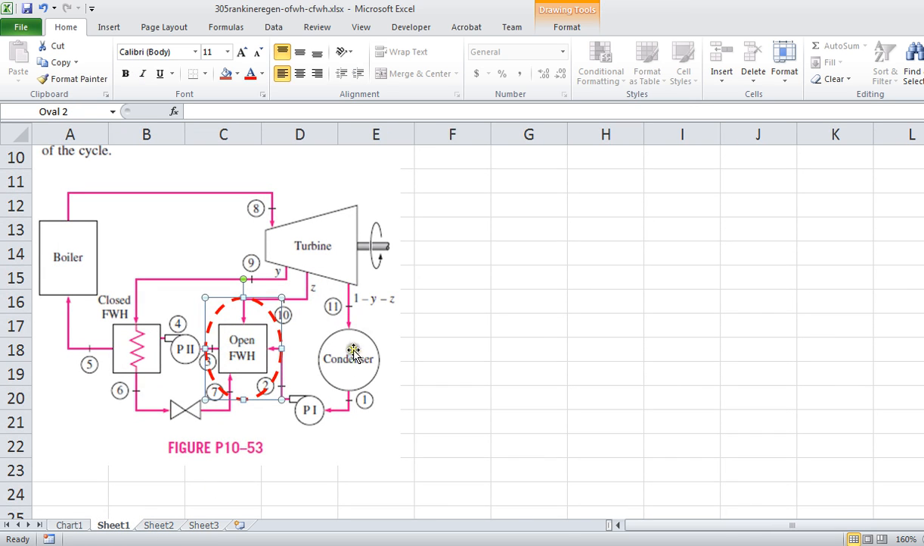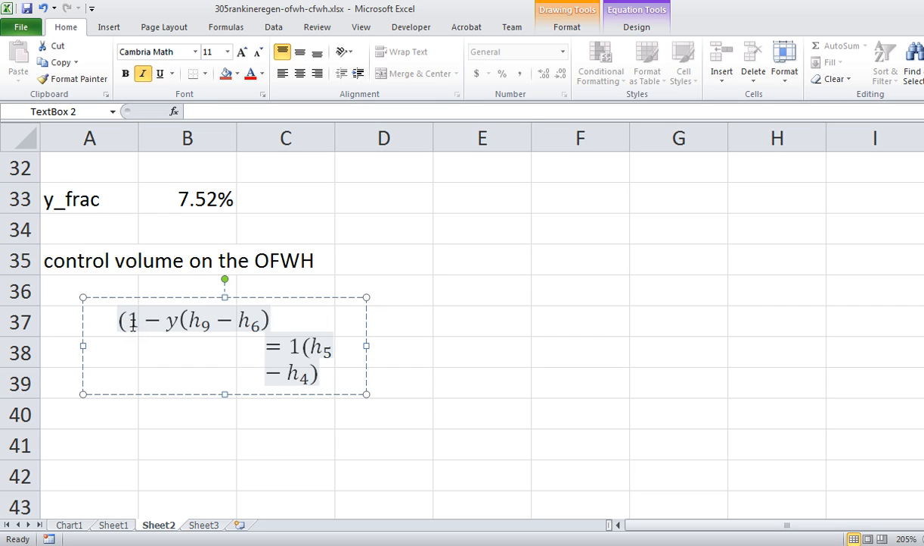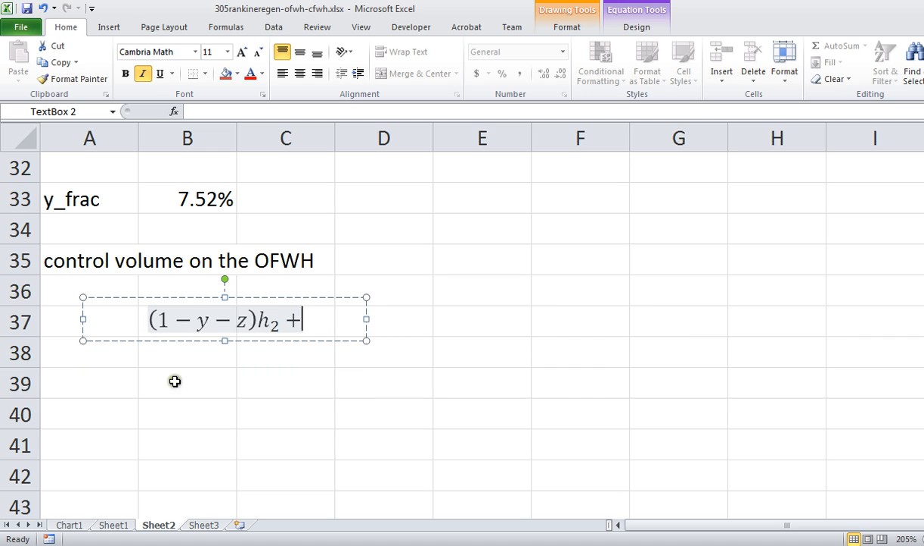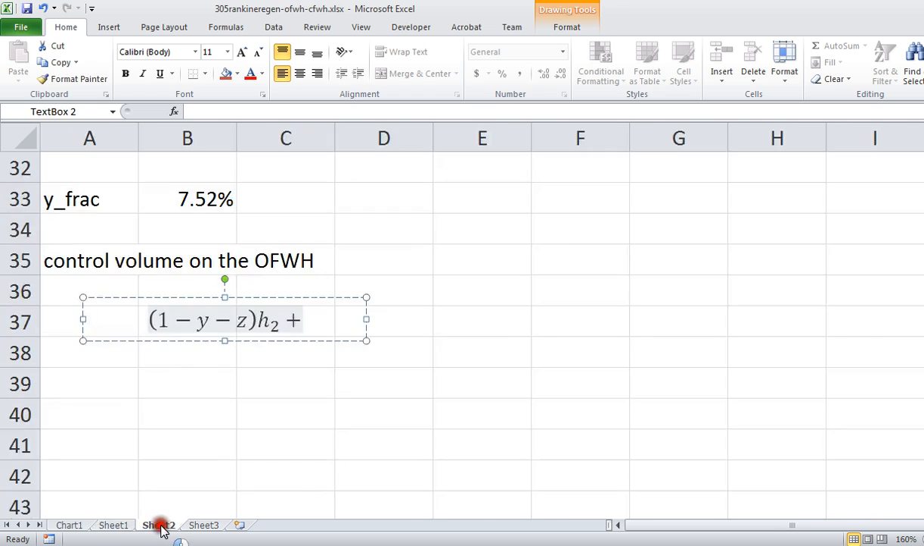So I've got 1 minus Y minus Z times H2, that's what's coming in right here. 1 minus Y minus Z. So let's see if I can get that in here. 1 minus Y minus Z, and that multiplies times H2, and that's coming into the control volume. The rest of this is just junk from the last equation. So 1 minus Y minus Z times H2. Got that. Then we've got to add in Z times H10.